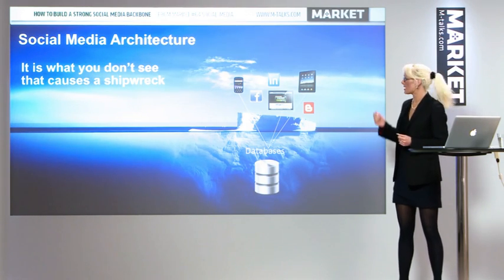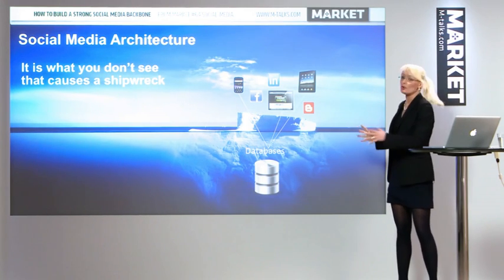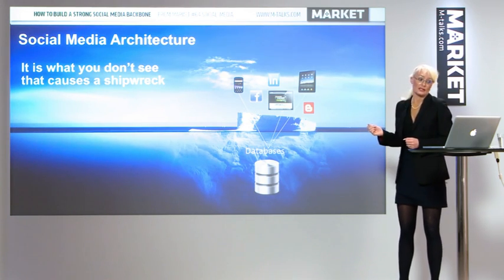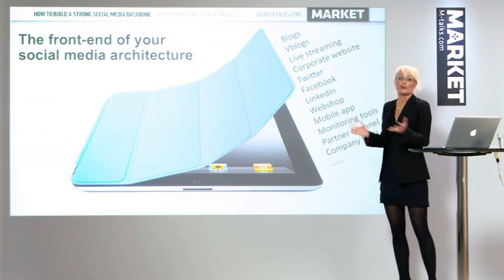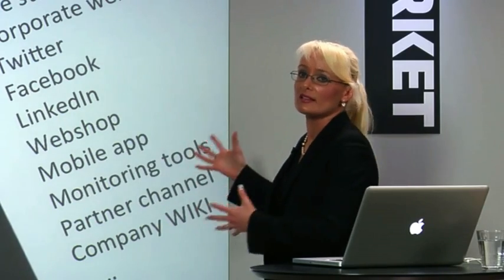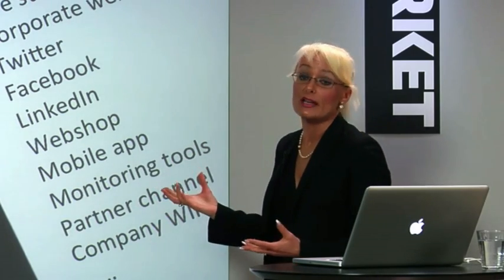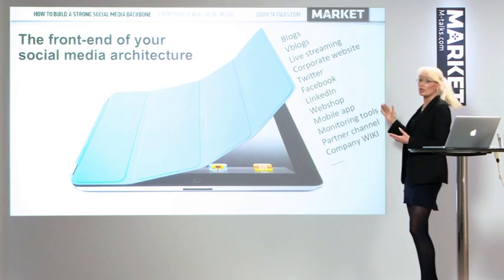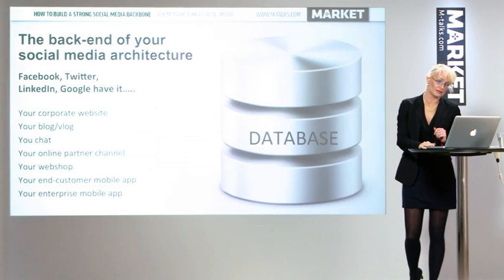What the user sees is actually what you see in your browser or on your mobile phone. That's only the tip of the iceberg. Underneath, you have all the things that can make your whole system go shipwreck, and that is your database. So the front end of your social media architecture is illustrated here with a tablet. That's everything that the client sees. It's your blog, it's what you buy online, it's your corporate website, it's live streaming a video, it's all the social media channels that we know, it's monitoring tools, and so on. So this is what you see. This is the tip of the iceberg.